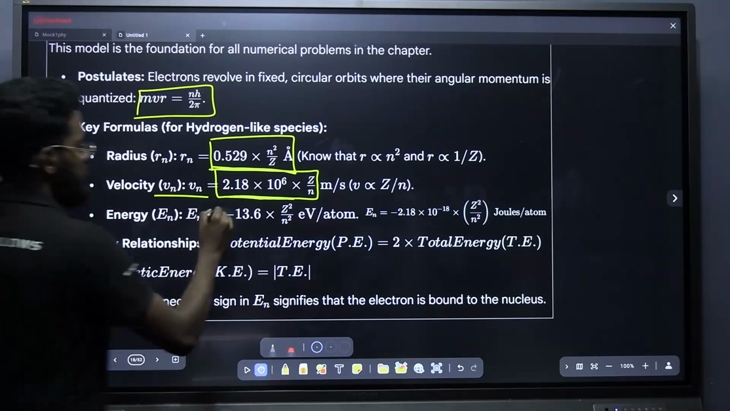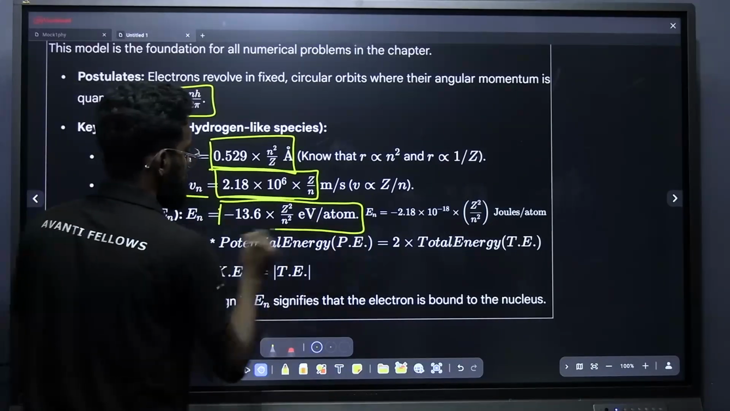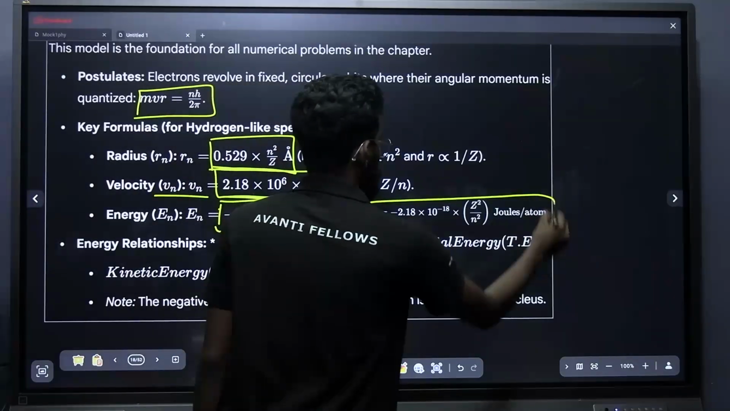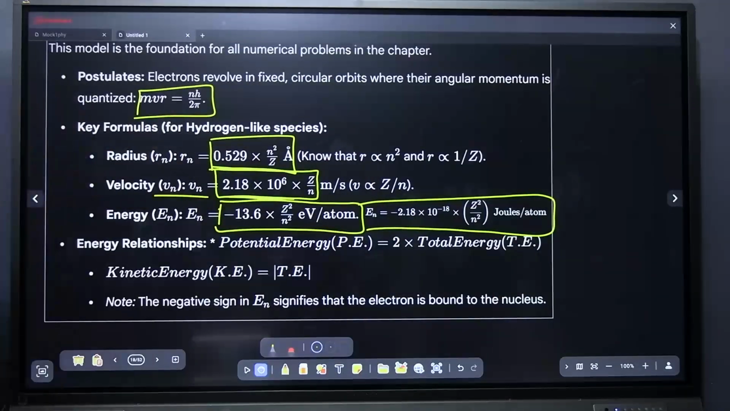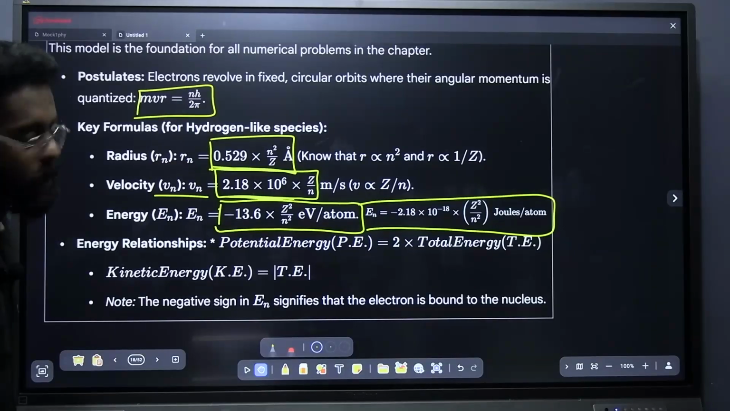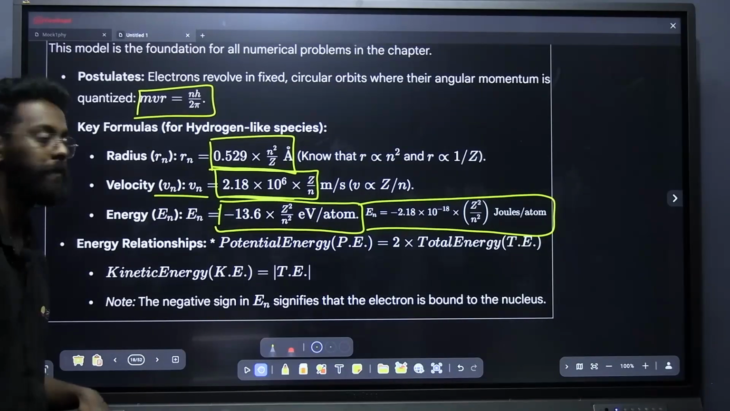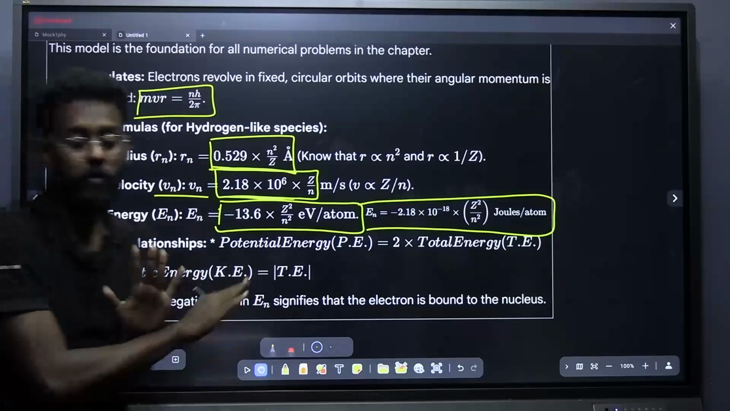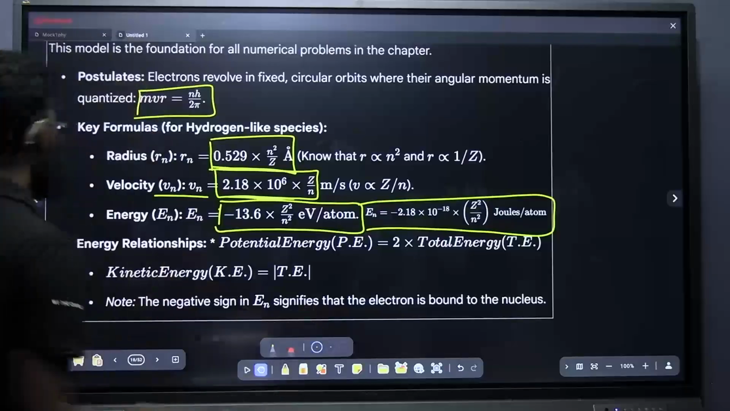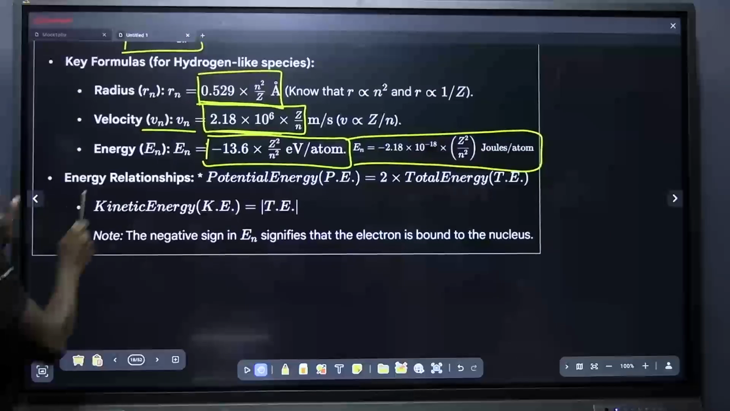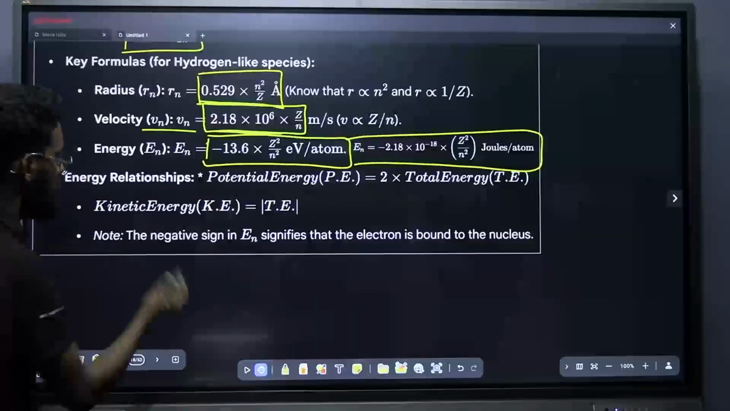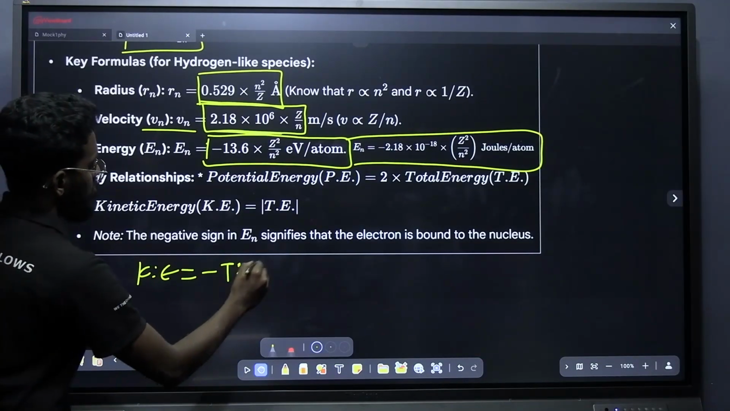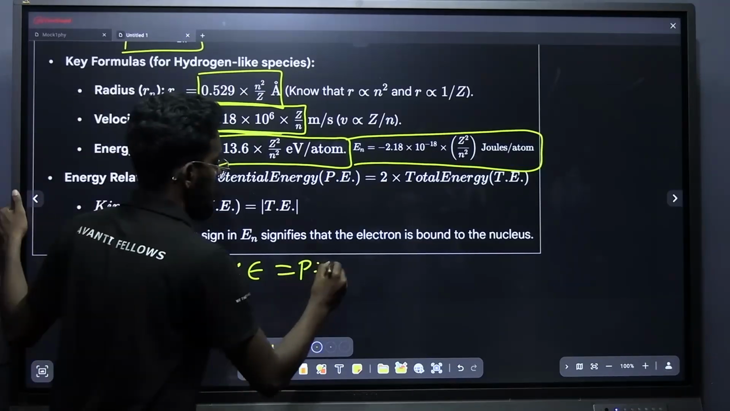Then energy is equal to minus 13.6 electron volt per atom, and it can be asked in joule also. For joule it is minus 2.18 into 10 to the power minus 18 into Z square by n square joule per atom. These are important equations that you have to remember. You should not forget them at any cost. Now there is a relation between total energy, potential energy and kinetic energy. What is the relation? Kinetic energy will be equal to minus of total energy, which is equal to potential energy by 2.